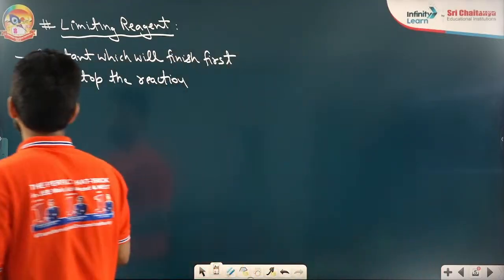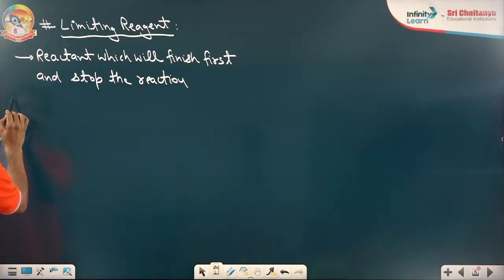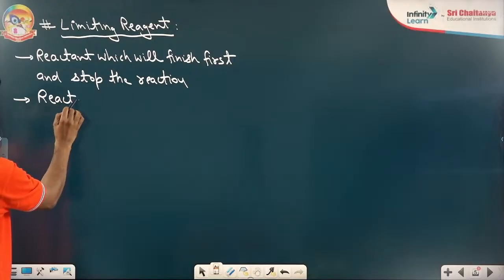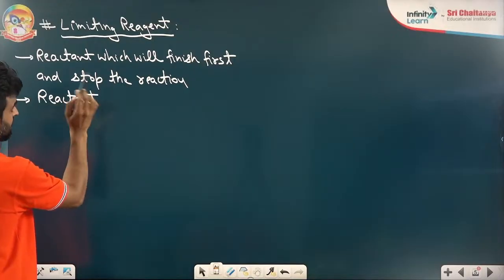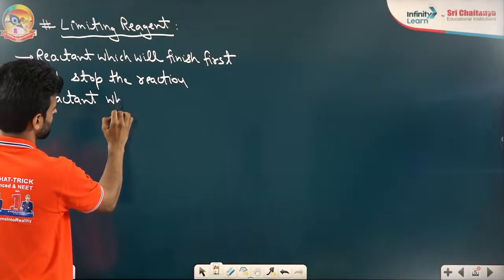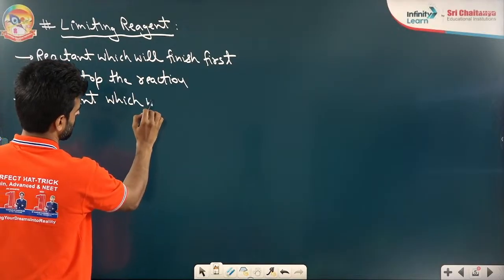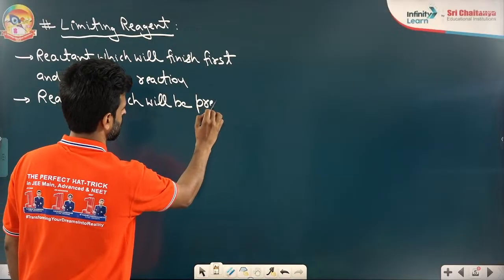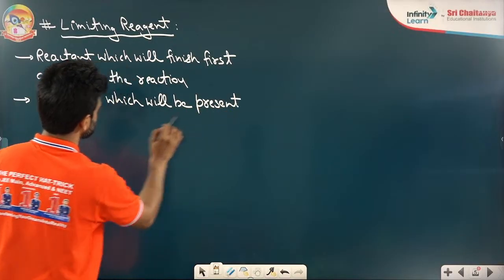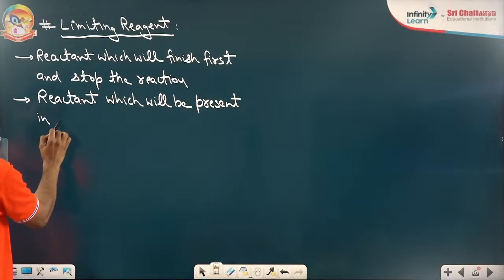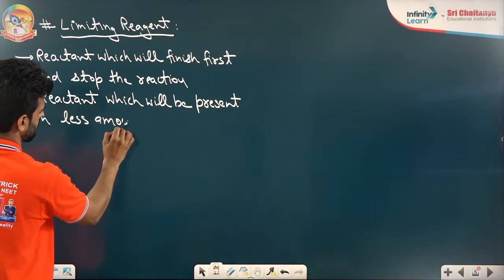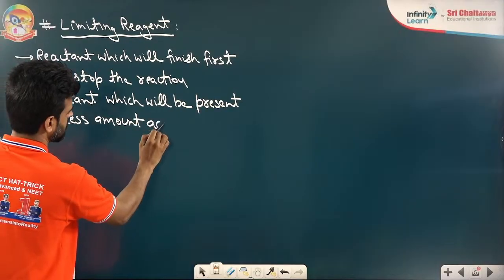Or sometimes they say, I'm writing a different definition. You can see in your NCERT books also. Reactant which will be present in less amount according to stoichiometry.